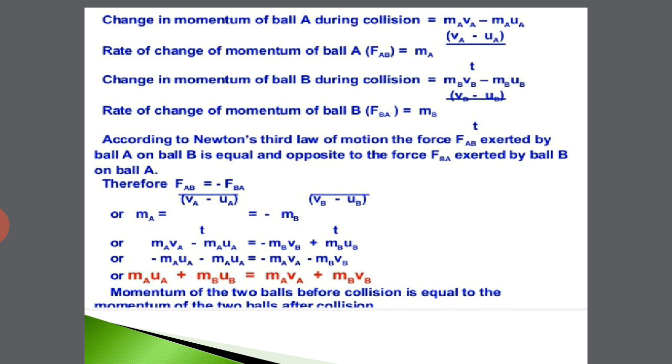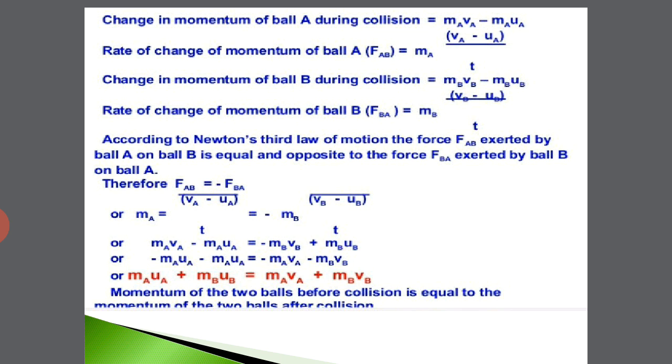According to Newton's third law of motion, the force FAB exerted by ball A on B will be equal and opposite to the force FBA exerted by ball B on A. So therefore, FAB will be equal to minus FBA. The minus sign shows the direction of the force. So MA(VA minus UA) upon T is equal to minus MB(VB minus UB) upon T.